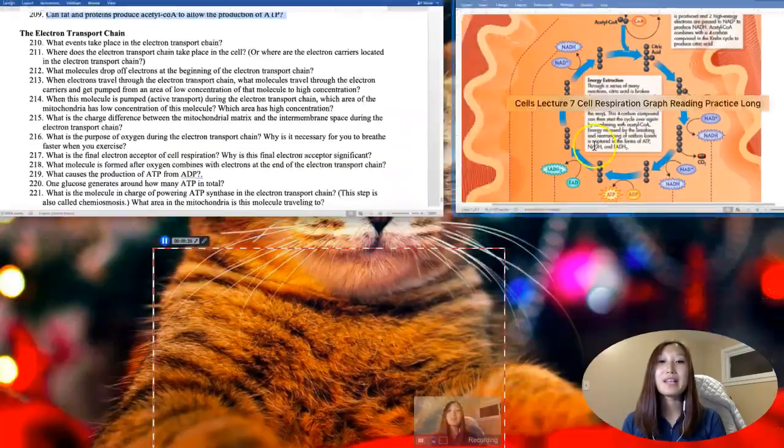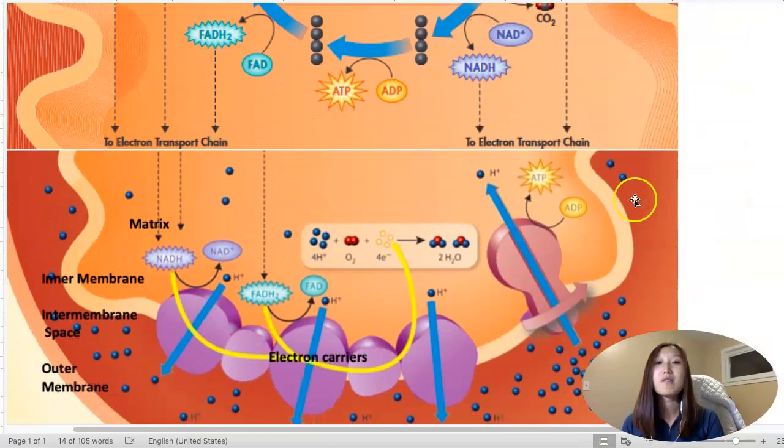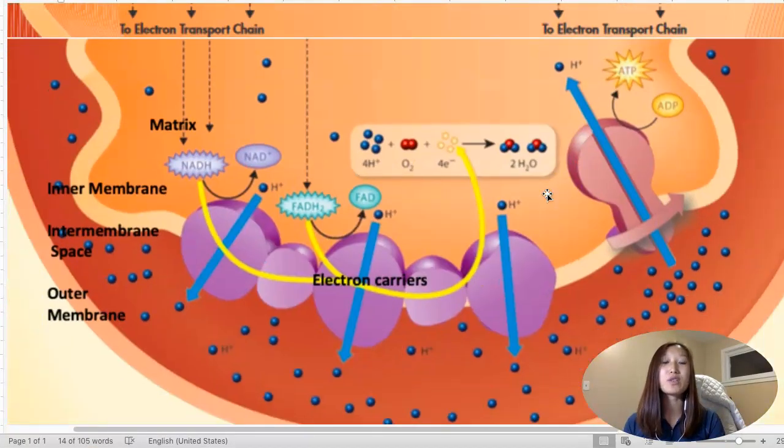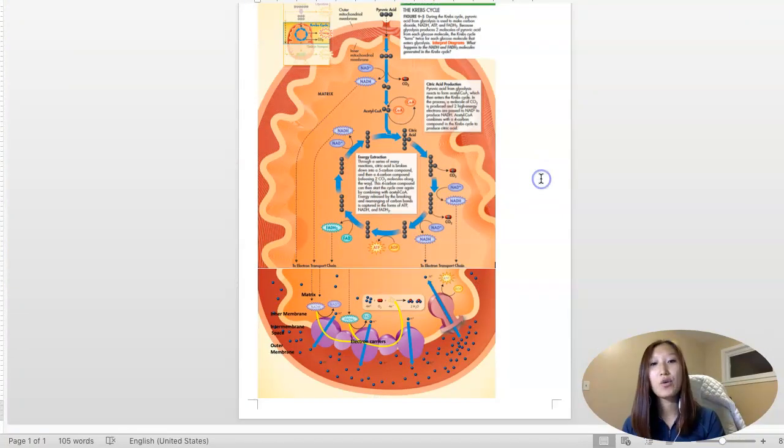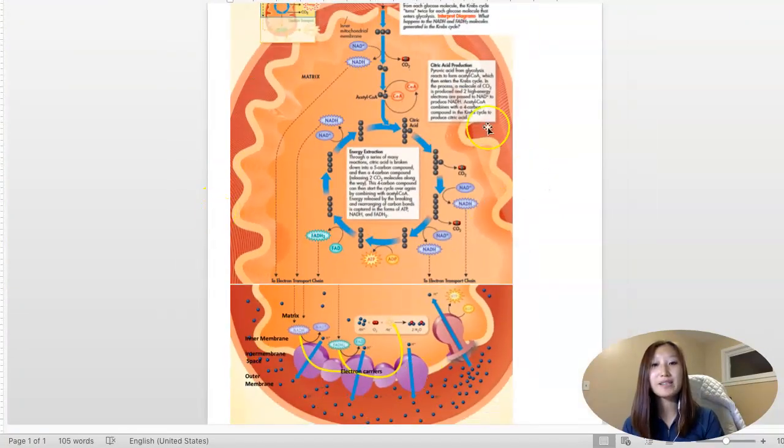Lastly, let's talk about the electron transport chain, which is where most of the ATP is made, which means it's very, very important. So let's take a look at where this whole thing takes place. If you look at this entire mitochondria, we have the outer membrane and we have the inner membrane, and you can see these large proteins located on the inner membrane of the mitochondria. This is called the electron transport chain. Okay, so the electron transport chain is located on the inner membrane of the mitochondria. We really call this last step chemiosmosis.